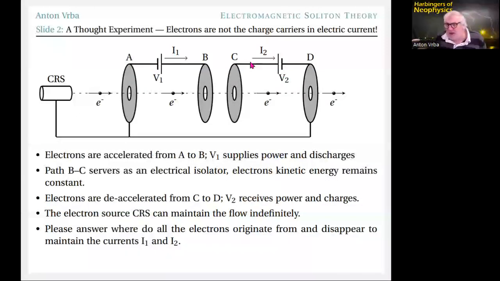The physics theories tell me that current is a flow of electrons, but the question is, where do the electrons originate from and disappear to if this particle beam is kept on for a long time? So I propose to separate the electrostatic from the electromotive domains in electromagnetic theory.